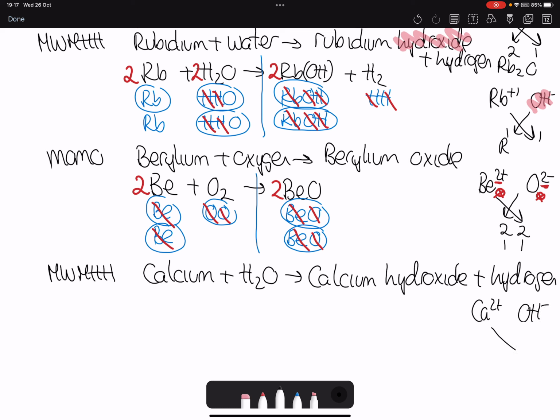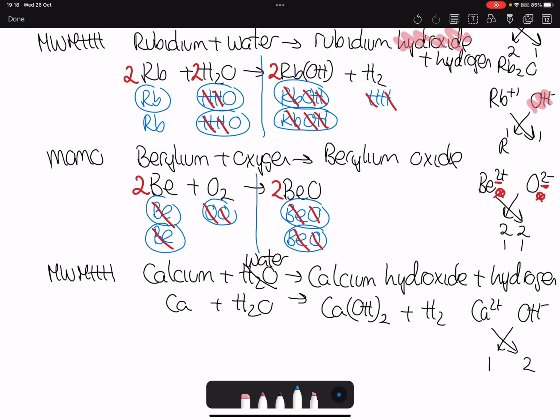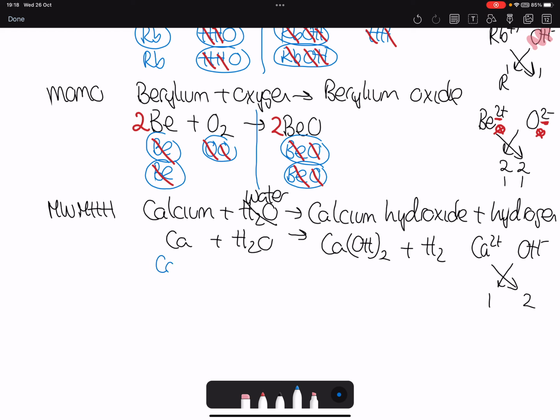We do our drop down. It is going to be a 1:2. So when I write my formula, calcium plus H2O, apologies, that should be water, becomes 1 calcium to 2 OH minus. So we put it in brackets like so, plus H2 hydrogen gas. We package it all up. So Ca, H, H, O, Ca, OH, OH in a package, and HH in a package.